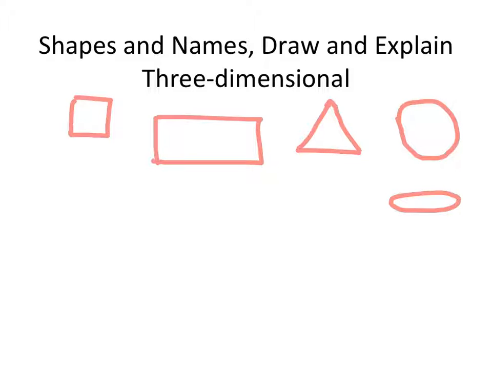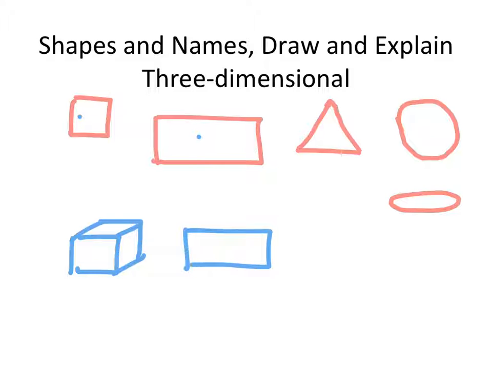I think a nice way to do this is to start with the two-dimensional shapes and go from there. For example, we have a square. If we make a square three-dimensional, then we have a cube. We have a rectangle. If we make a rectangle three-dimensional, we have a rectangular prism. We have a triangle. If we make a triangle three-dimensional, we can have a pyramid.